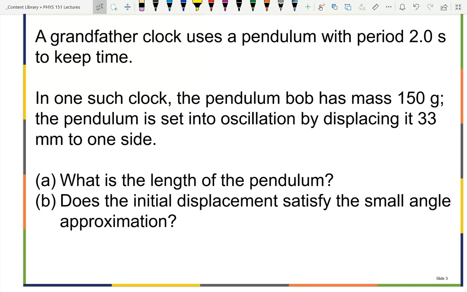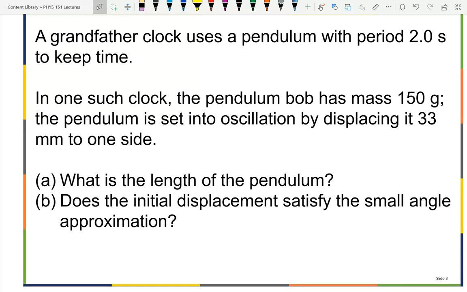Another problem. A grandfather clock uses a pendulum, i.e. this, with a period of 2 seconds. What does period mean? Period is the amount of time it takes to do one full cycle. You remember Andy measured a lot of periods last class period.